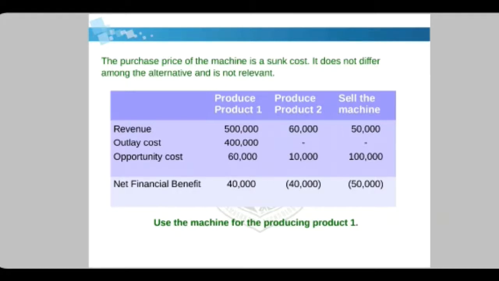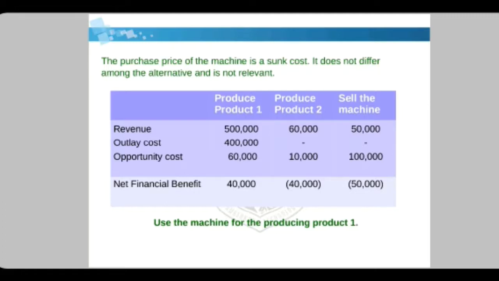As the machine was bought some years ago, it won't affect the decision. It is not relevant information because at this point we are going to sell the machine at a different price, right? So it won't affect. Now producing product 1, revenue is given, that is 5 lakh. For product 2 it is 60,000, and to sell the machine it is 50,000. Now outlay cost, what is the meaning of outlay? So the outlay cost is given, that is 4 lakh. Opportunity cost is 60,000 for producing product 1 and 10,000 for producing product 2, and if we sell the machine it is 1 lakh.